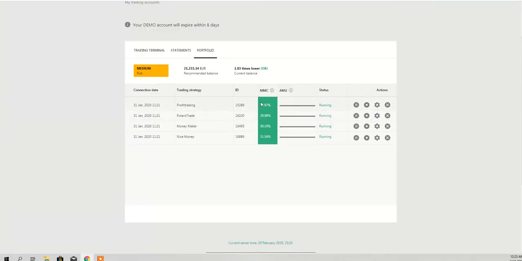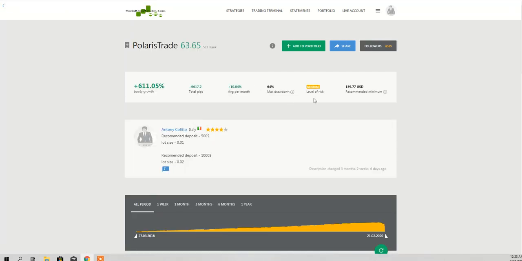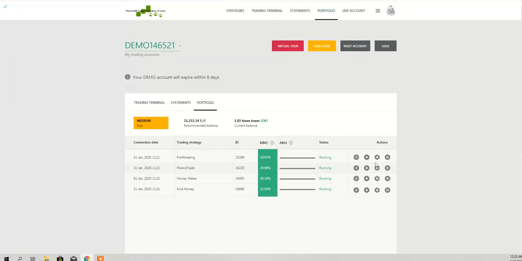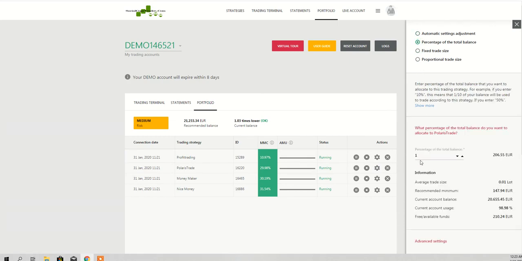You can see here that it changed to 10.97% of our balance now allocated to him. Now I can go to Polaris Trade. His minimum balance is $150, so that's obviously not an issue. I can allocate to him 15% as well. Go into portfolio, modify, percentage of total, 15.